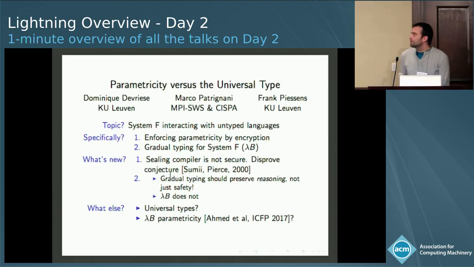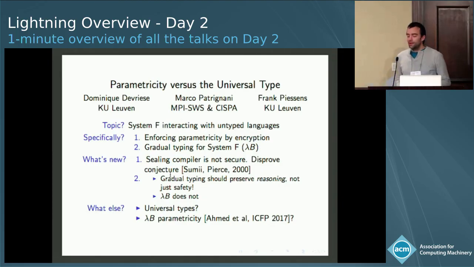The results I want to tell you about are, first, that we disprove an old conjecture by Sumii and Pierce. We prove that the sealing compiler is not actually secure. Secondly, we argue that there's an additional correctness criterion needed for gradual typing. It should preserve reasoning about source programs, not just safety about typed programs. And we show that the polymorphic blame calculus doesn't do this.